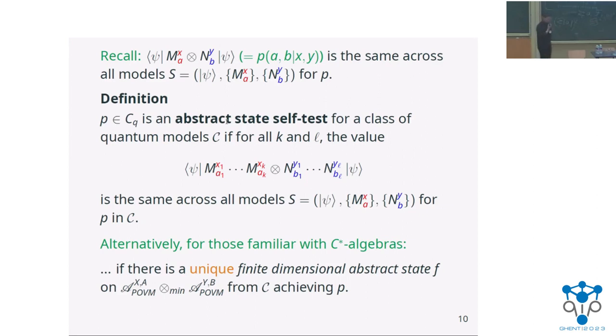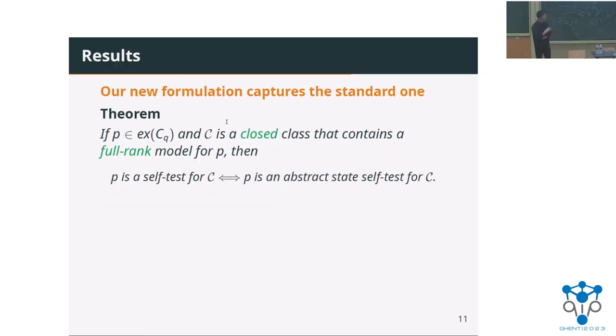The punchline is this new definition resolves the first issue of the standard definition. We have a unique state, not up to anything. Now you may wonder whether this new definition is equivalent to the standard one. The answer is yes. Our new formulation, this operator algebraic formulation, captures the standard one. So our first main result says that if P is an extremal quantum correlation and C is a closed class that contains a full rank model for P, then P is a self-test in the standard sense if and only if P is a self-test in our new formulation.